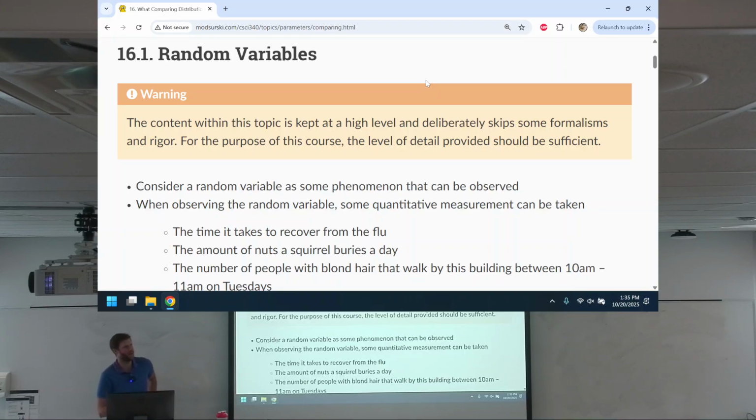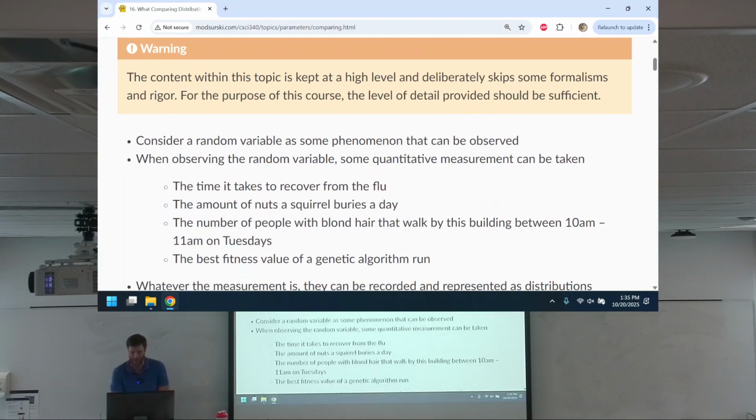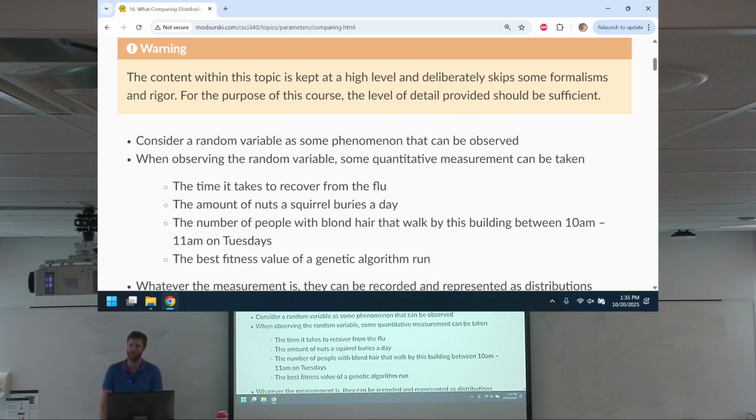So often we're going to want to make a quantitative measurement about this thing. Some examples would be: how long does it take people to recover from the flu? The random variable would be flu recovery times.